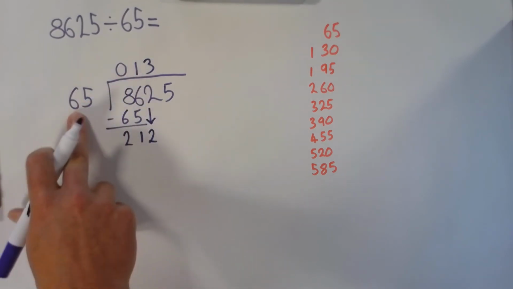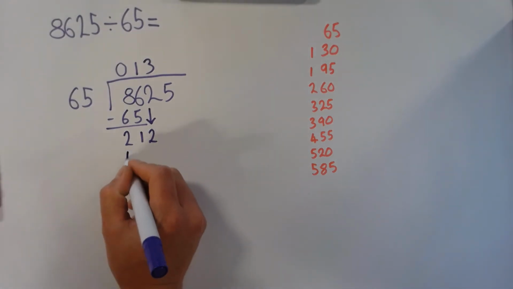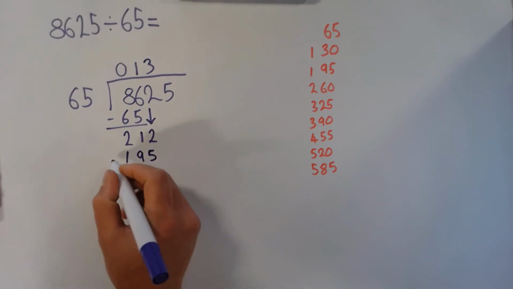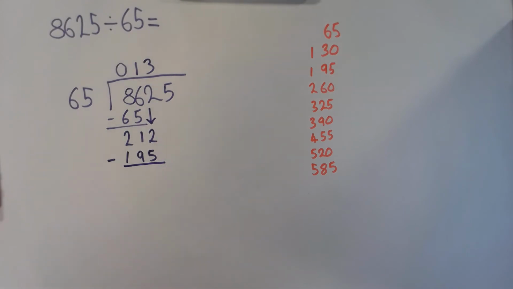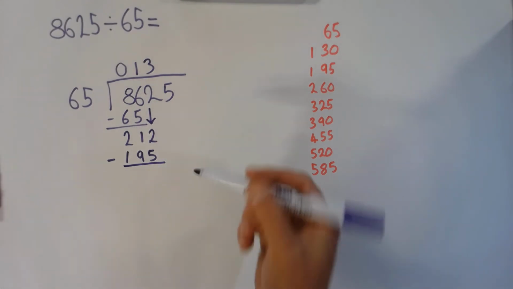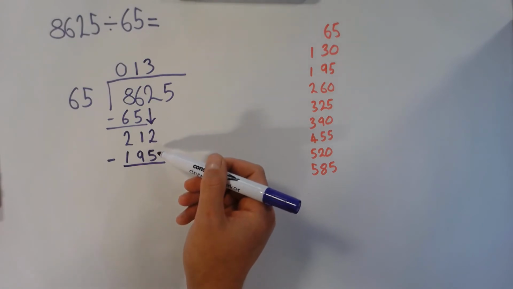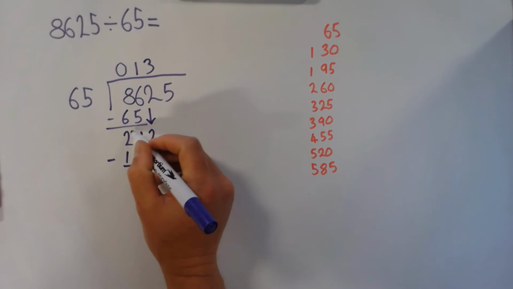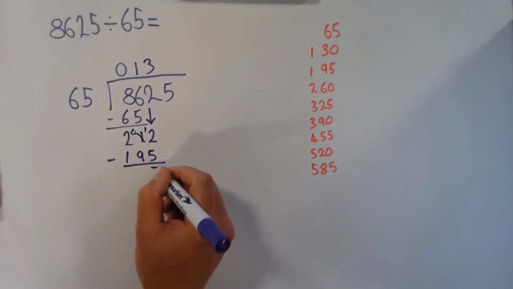3 groups of 65 makes 195. So now I need to bring that 195 down here, and I need to subtract that from the 212, and that will tell me my remainder. So I'm going to do 2 subtract 5, which I can't do. I can't take away 5 from 2. So I'm going to exchange here very quickly. I'm going to have 12 subtract 5 gives me 7.